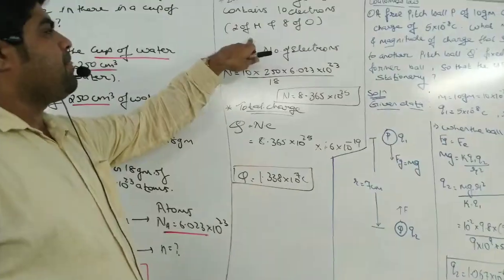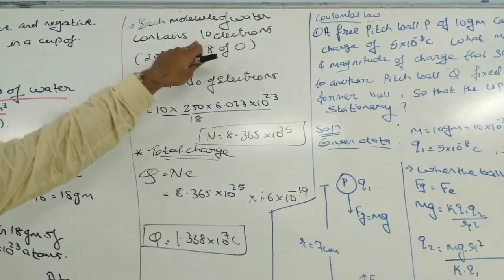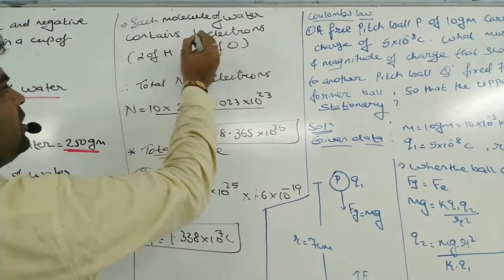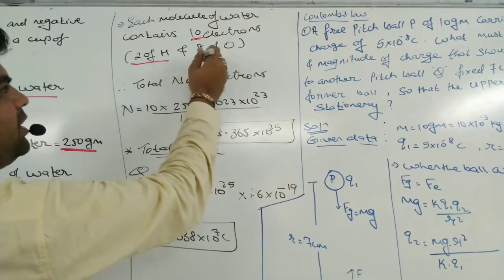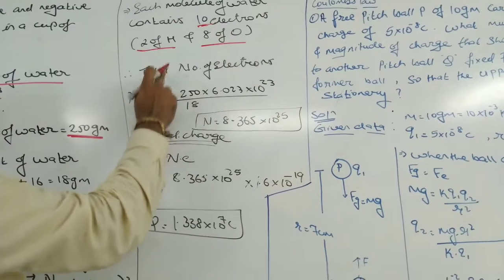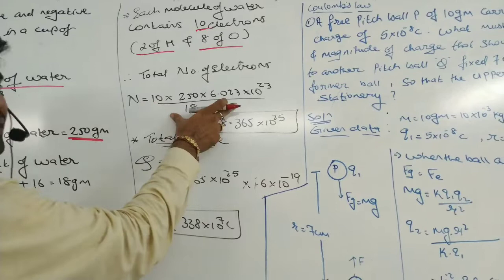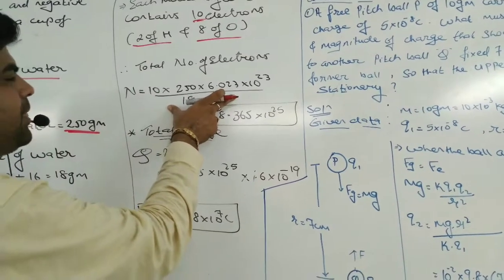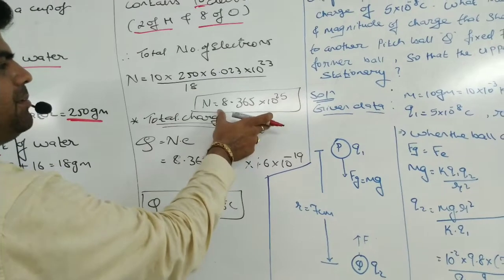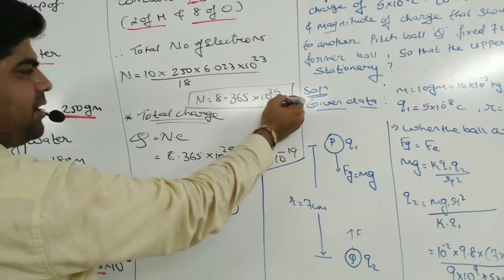Come over here. Each molecule of water contains 10 electrons. How come 10 electrons? Let's see. 2 electrons from hydrogen and 8 from oxygen. So total it becomes 10 electrons. So the total number of electrons is 10 into this entire number which was already there with us. So N becomes 8.365 into 10 raised to 25.